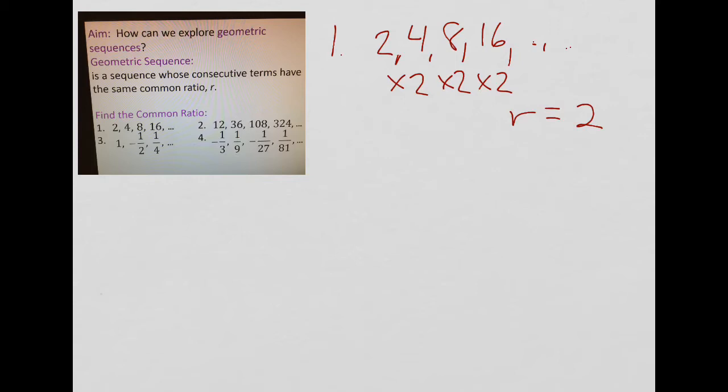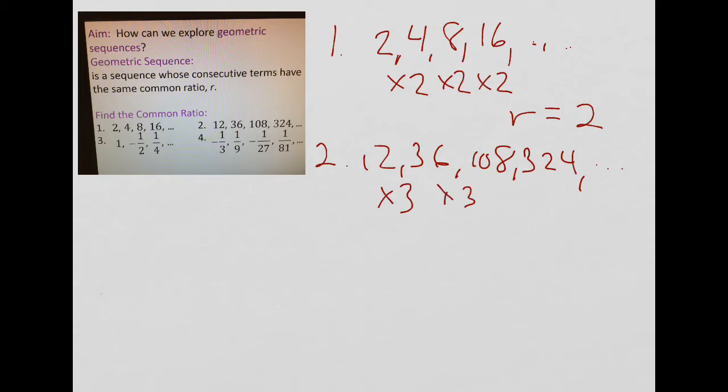In number 2, we have 12, 36, 108, 324, and so on. So another infinite geometric sequence, and you can see that we're multiplying by 3, and if you were to work this out between 36 and 108, it is indeed 3.